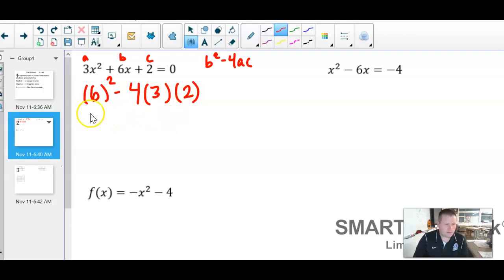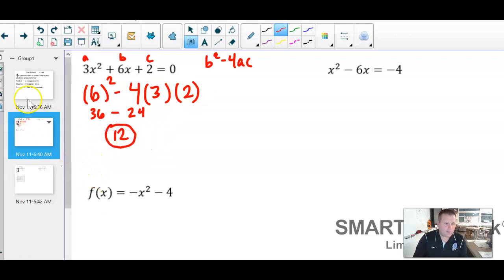So this, again, if you use your calculator, we should get 12 from that. Again, because this is going to be 36, and then we're going to go 12. So this would be 24 here, which would give you that. Okay? And so what that tells me is this is my discriminant.